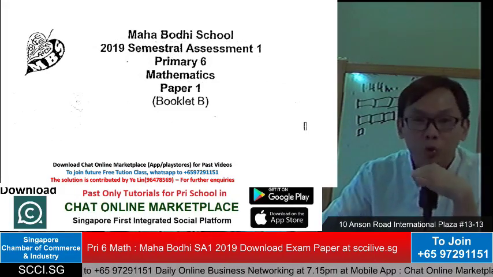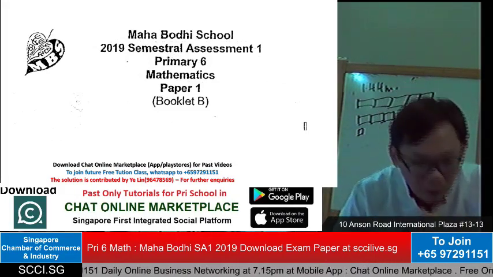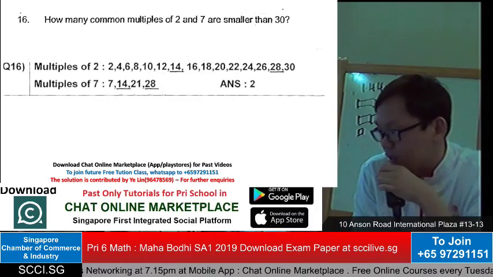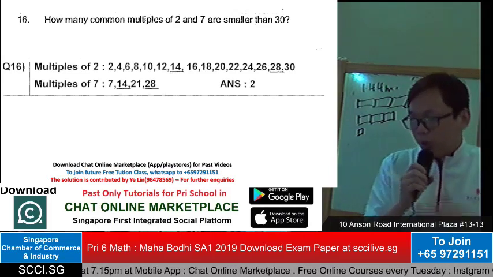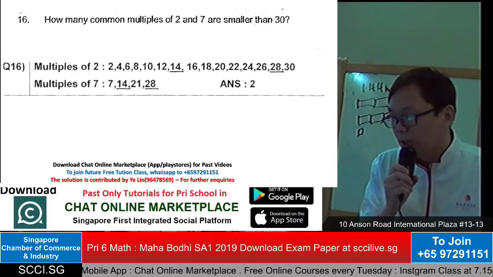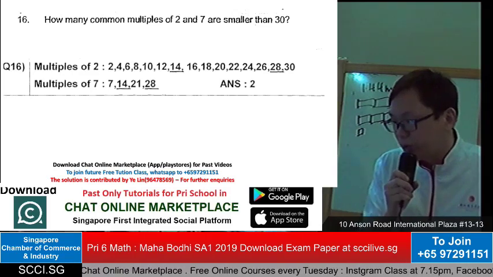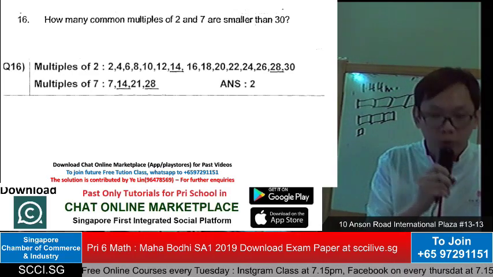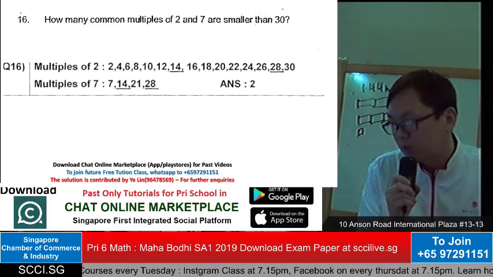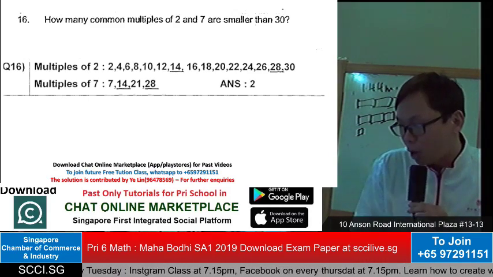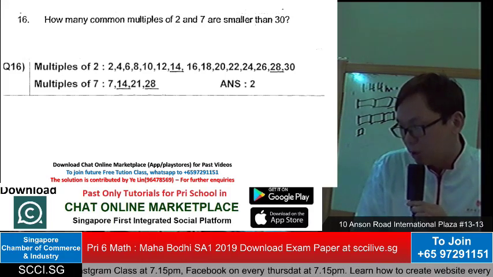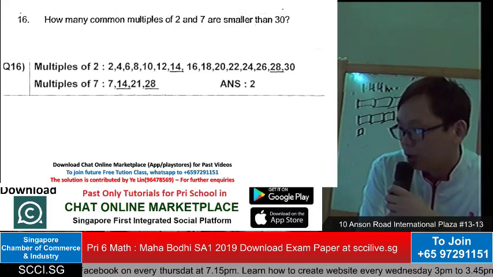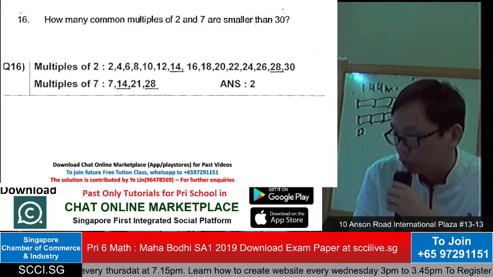Now we are going to booklet B. For booklet B, let's look at how many common multiples of 2 and 7 are smaller than 30. Work out the common multiples. As you can see, 14 and 28. Work out the multiples of 2 first: 2, 4, 6, 8, as shown in the steps, and then the multiples of 7, and find the common multiples. The question is how many, so the answer is 2, which are 28 and 14. Next.